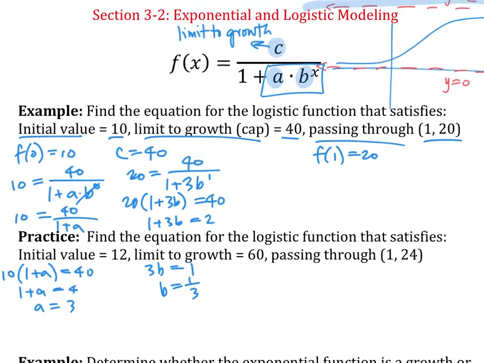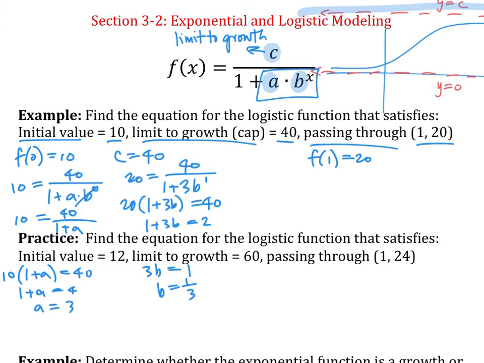All right, let's go ahead and put all that back together. So f of x is equal to 40 over 1 plus 3 times 1/3 to the x. Again, don't multiply 3 and 1/3 together. They're not the same thing. You cannot multiply that with a function. Okay, so this is the function.